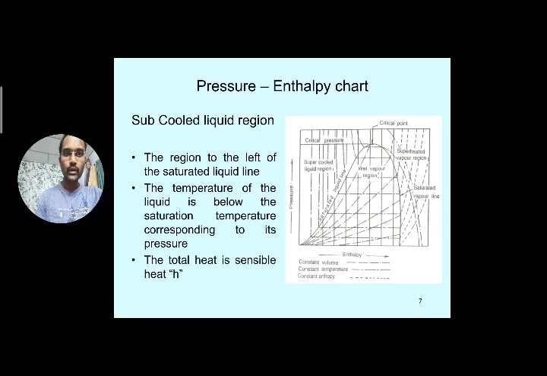So the total heat is a sensible heat. Whatever heat is carried in this region is a sensible heat. It means there is no change of phase taking place. The total heat carried in this region is the sensible heat, which is denoted by h.